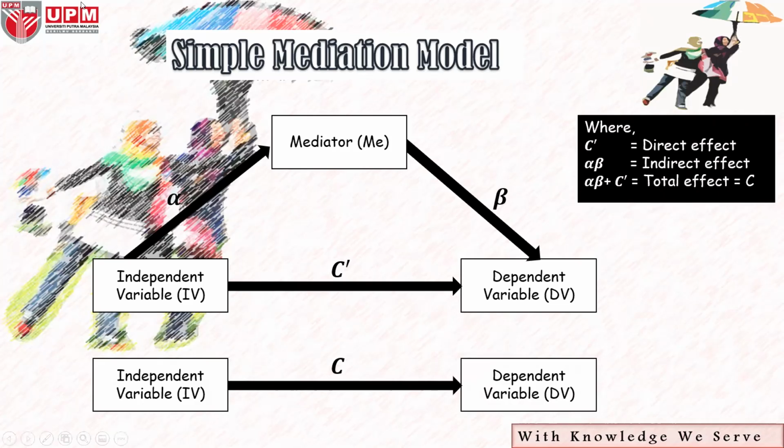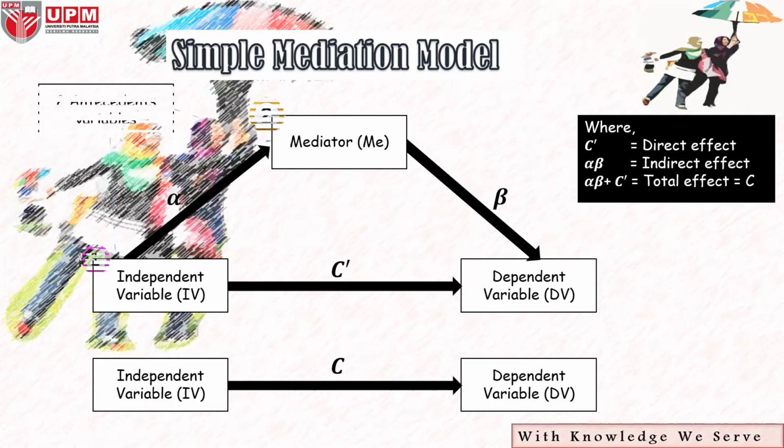Where C prime equals the direct effect. So this one is direct. AB, A times B, is the indirect effect. AB plus C prime equals the total effect. AB, A times B plus C prime, equals the total effect, which is equal to C. Okay.